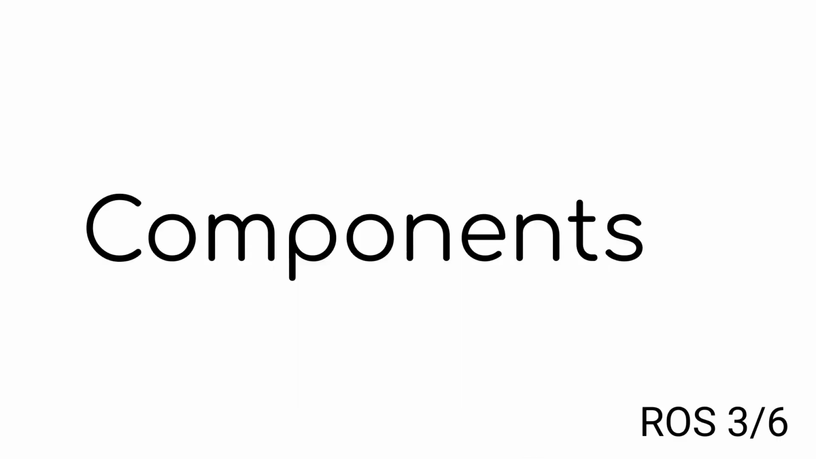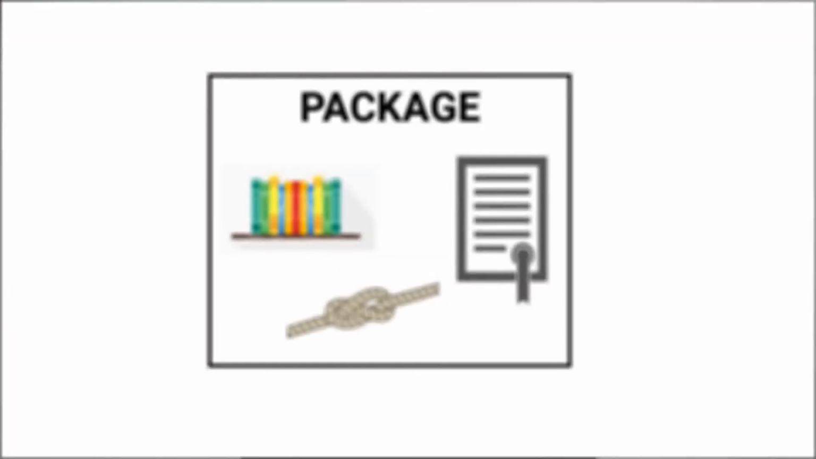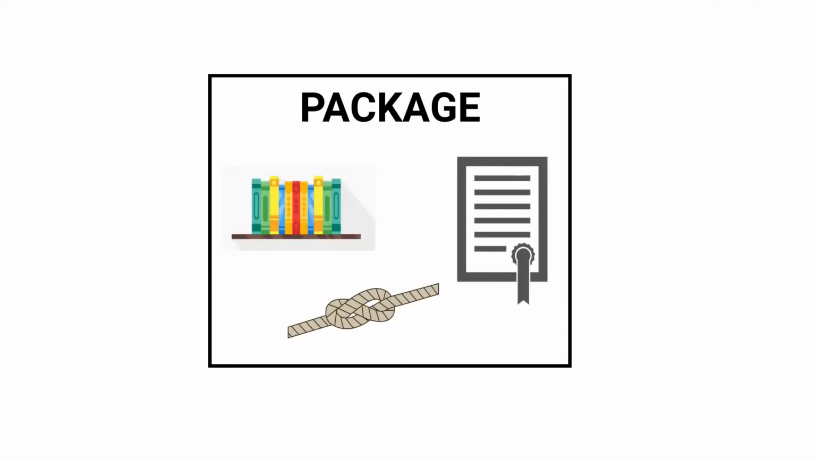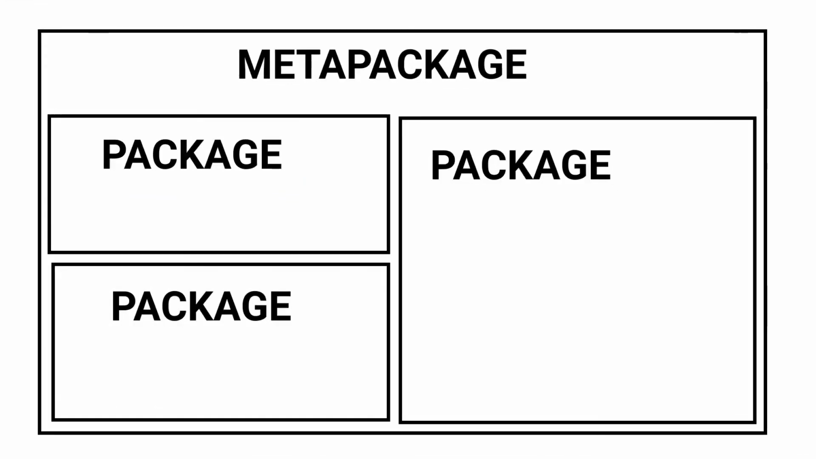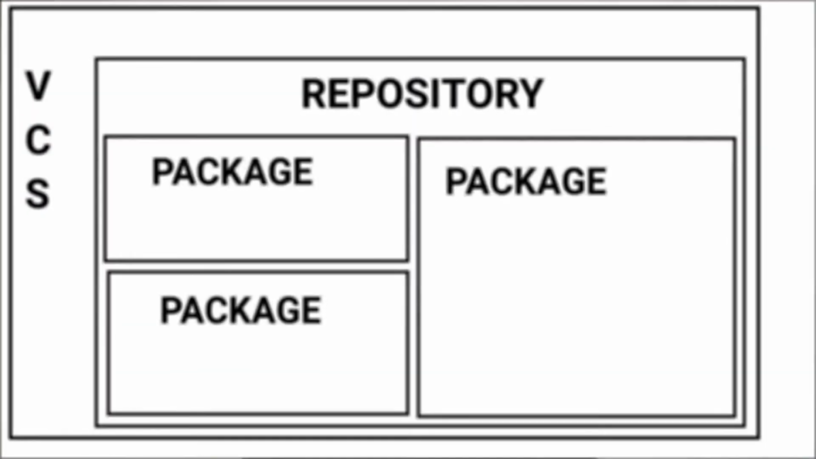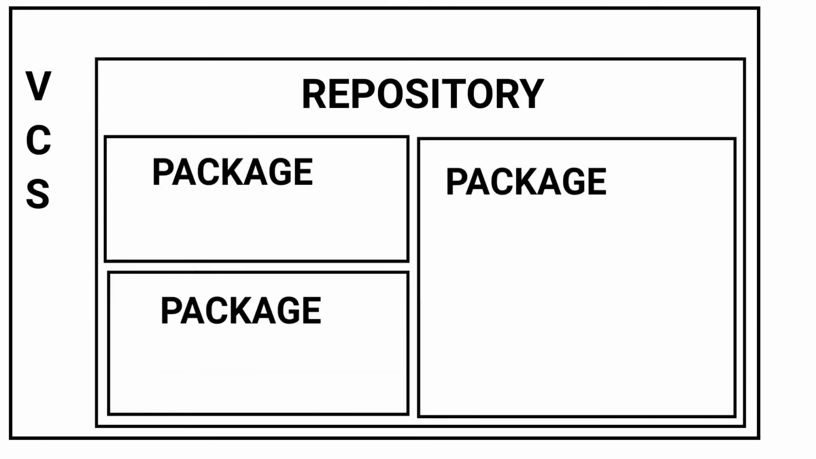Now I want to give you some overview on the components of ROS. First, take a look at the 5 system concepts. They are packages. Packages contain nodes, libraries, datasets, config files, or other things. Each package has a package.xml file called the package manifest. Meta packages are collections of related packages. Repositories collect packages with a common version control system, like Git or Subversion.